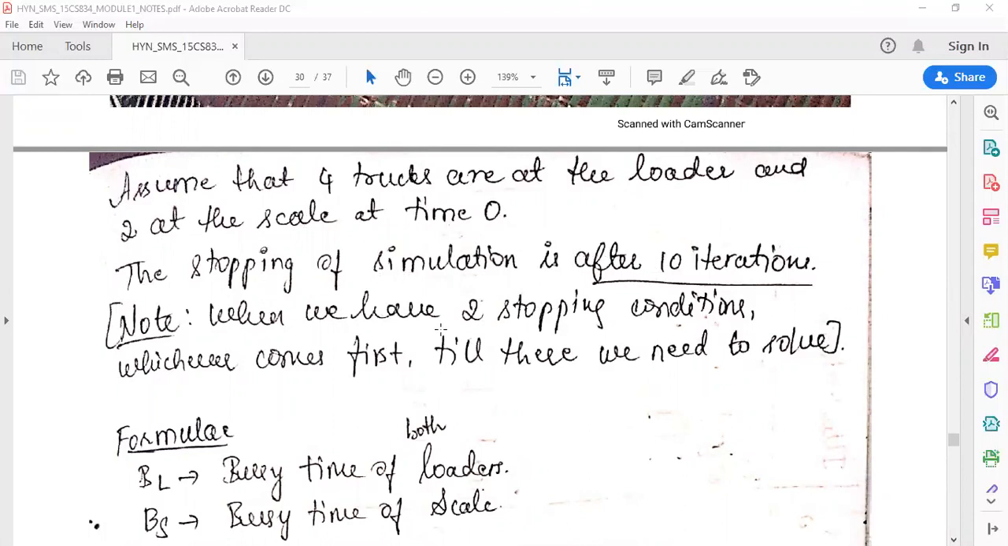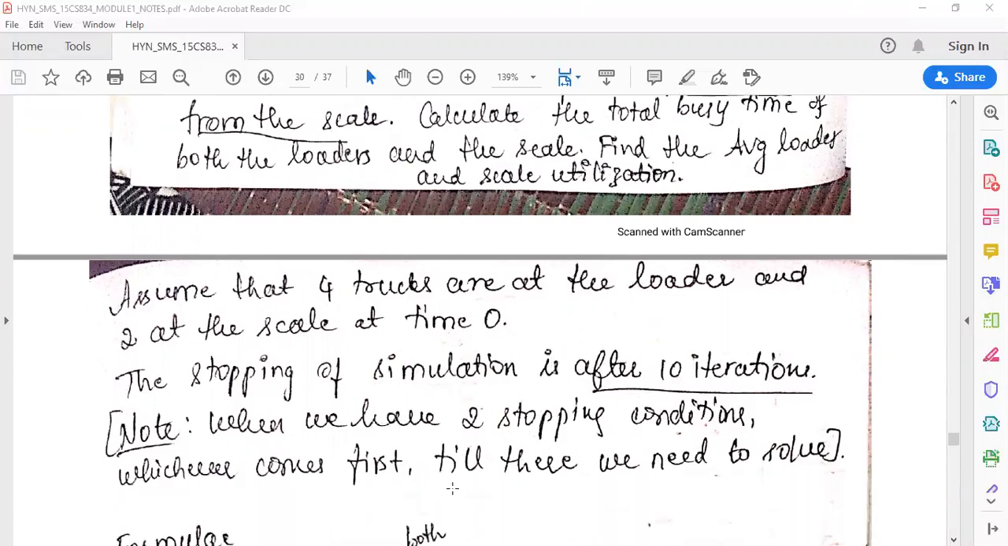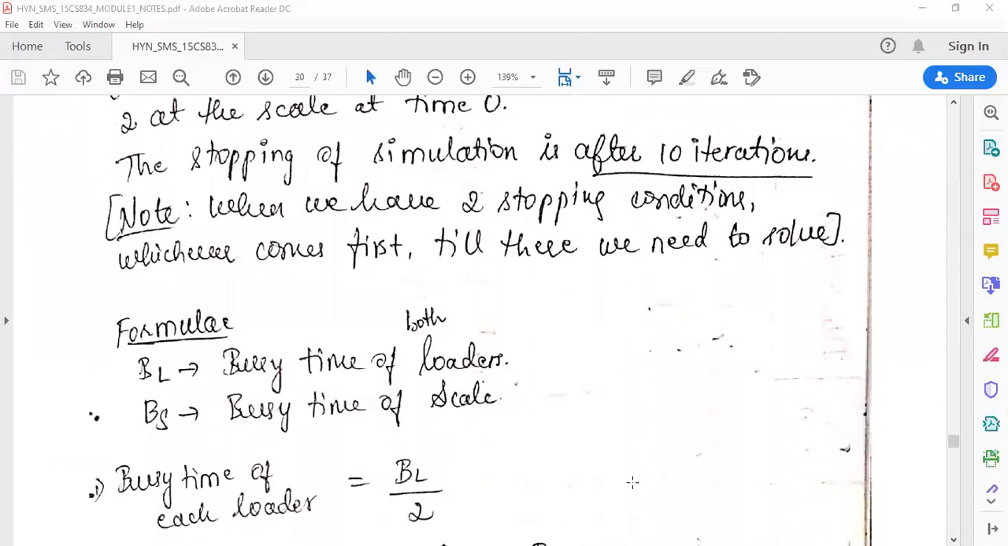The stopping of the simulation is after 10 iterations. There are 2 stopping conditions here: one is 10 iterations, the other is 4 weighs from the scale. When I have 2 stopping conditions, whichever comes first, we solve the problem up to there.